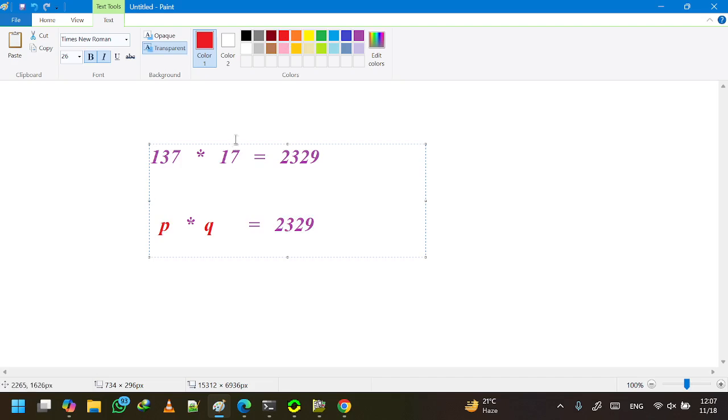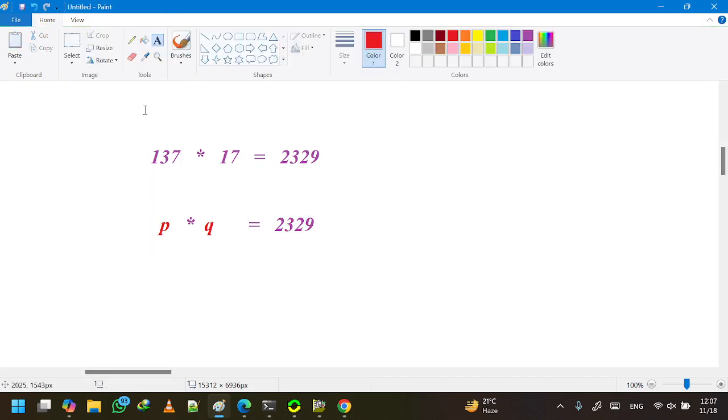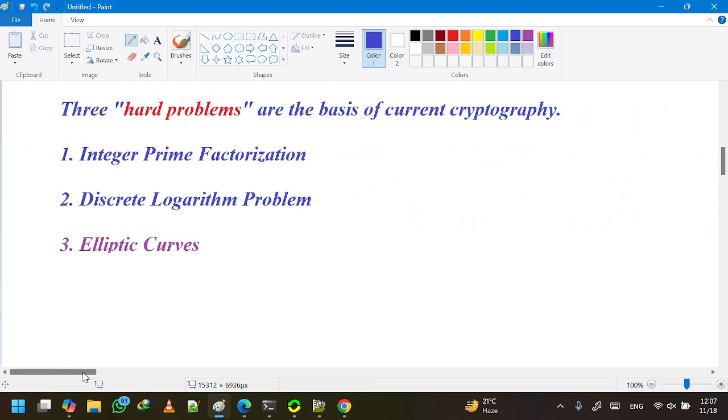We call it a one-way function, because to go from the left side to the right side is quite easy. If we know P and Q, it's quite easy to calculate this multiplication. But if we know this value, then we have to calculate the values of P and Q. That means reversing this operation should be hard. It is actually a hard problem. So that is why the first basis of cryptography is called integer factorization, or prime factorization. The second problem is called the discrete logarithm problem.